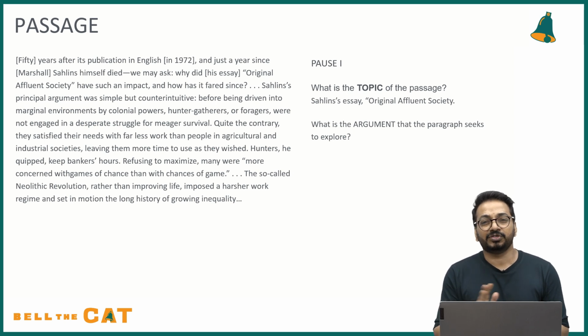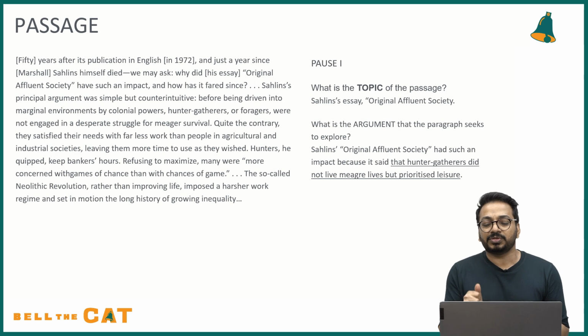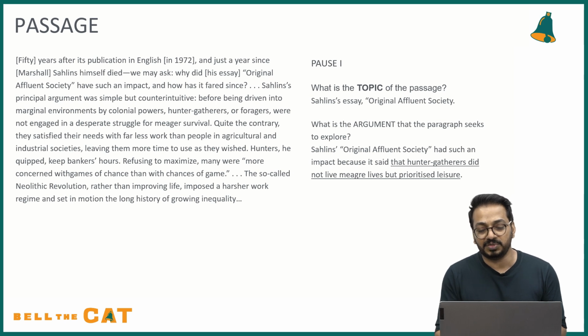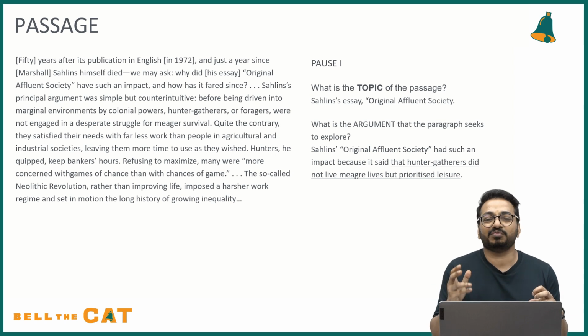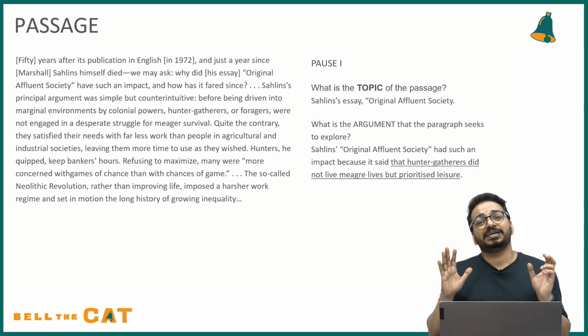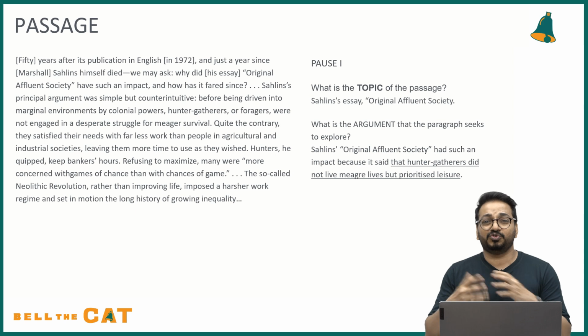Sahlins' essay, The Original Affluent Society. And what's the argument that it's trying to make? Sahlins' Original Affluent Society had such an impact. But why was it impactful? Because it said that hunter-gatherers did not live meager lives but prioritized leisure, right? So what are the key words from this? This is an impactful essay. Why? Because hunters actually had a chill life. They did not have to work very hard. They prioritized having a chill time, right? So you can use your own words to arrive at that. Yeah, that's the first paragraph.